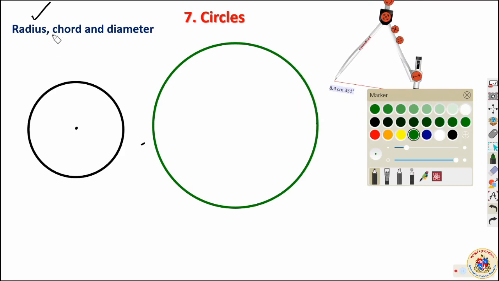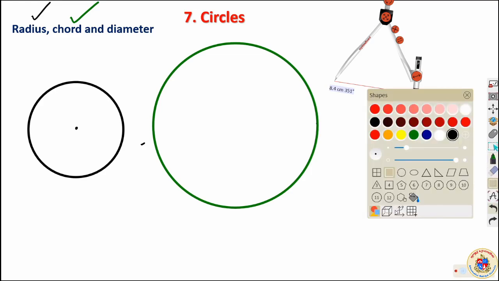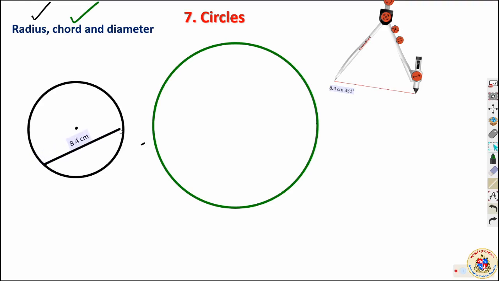And the next term you have to get familiar with is a chord. C-H-O-R-D. What is a chord? I have to make you understand chord by drawing chord. That will be easy for you to understand. Then I will explain you. If you draw a line segment within the circle, I should say interior of the circle, touching at 2 points on the circle, we call it as a chord.